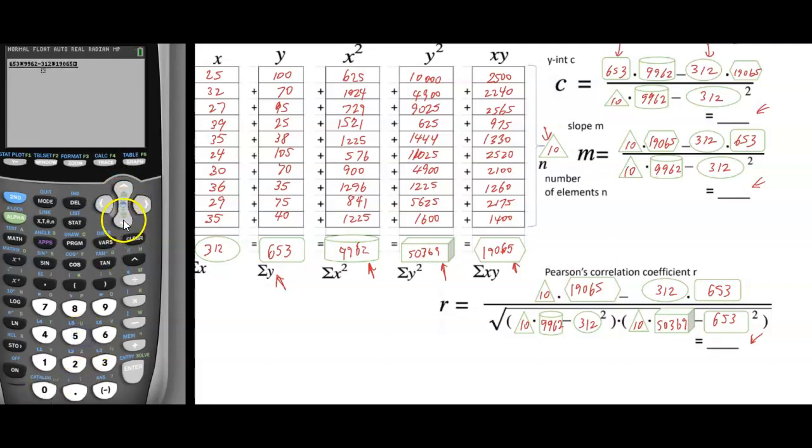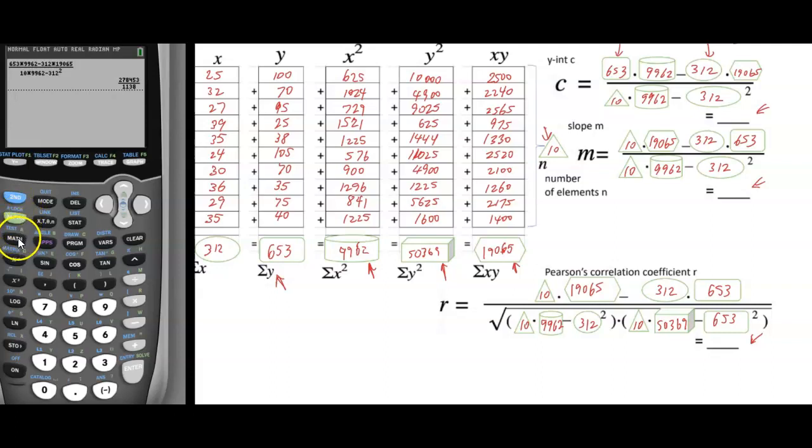0.65. See, it's very easy to make mistakes. Now for the bottom, it's going to be 10 times 9962 minus, and this will be 312 squared. So 312 squared. Okay. And then when I hit enter, this thing is going to give me a fraction because I did it with the vertical fraction, right?